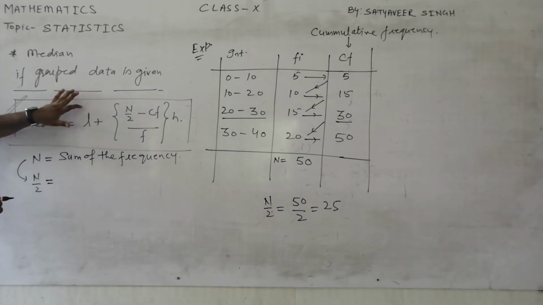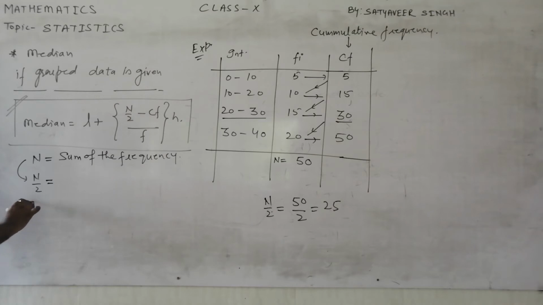What is the value of L? What is L? You can say L is the, so first of all you will have to find out n upon 2. N upon 2 is what? Where you will select this value n upon 2? N upon 2 means sum of the frequency divided by 2.